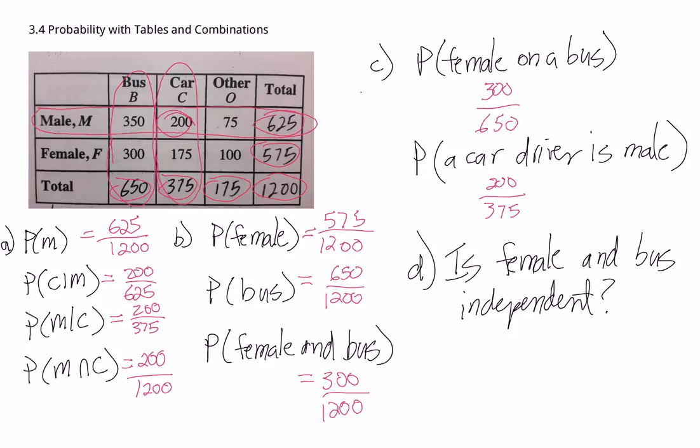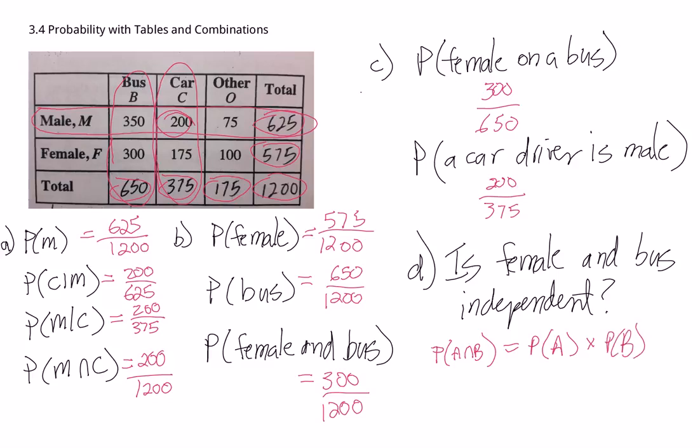And the last one I have on here, letter D, is a pretty easy one. It's just asking, is being a female and riding a bus independent? So one would think no, right? You can be a female and on a bus, but let's actually prove this using the formula. So our formula would be P(A and B) equals P(A) times P(B).